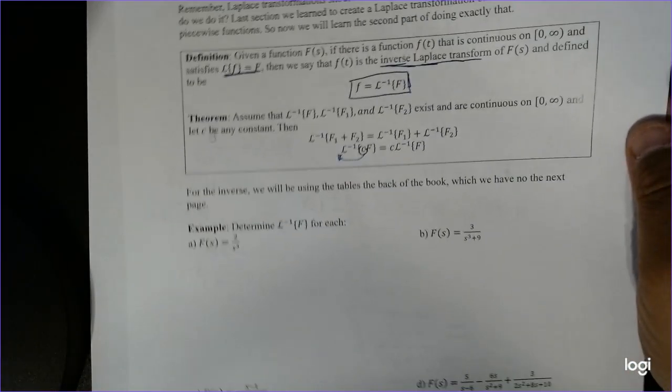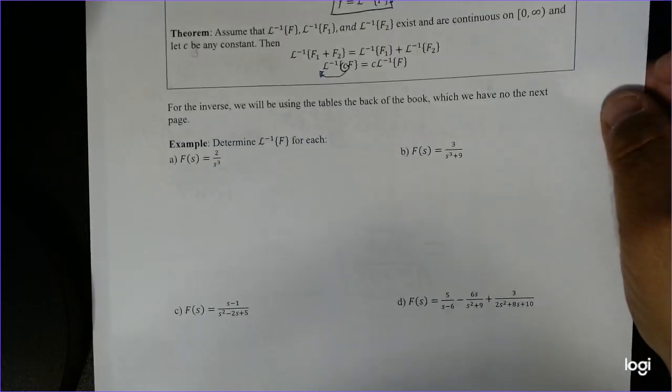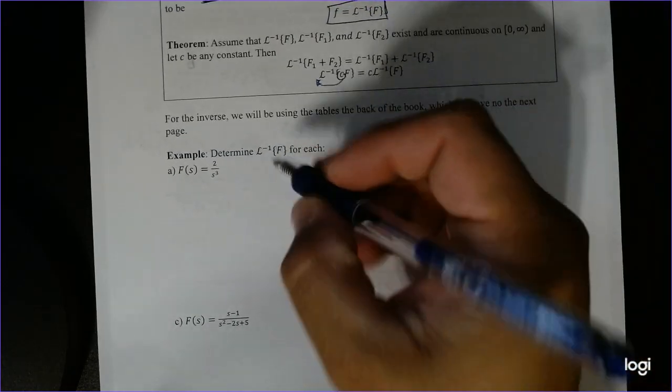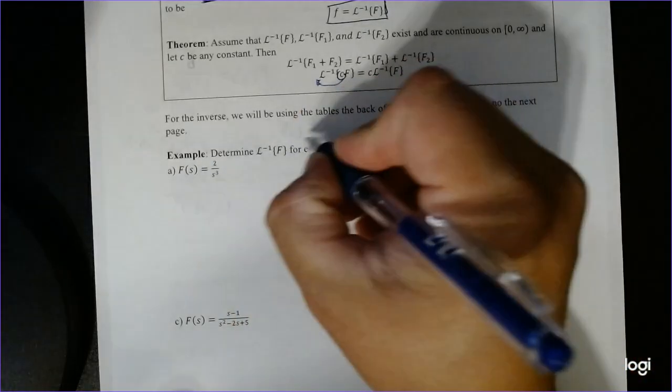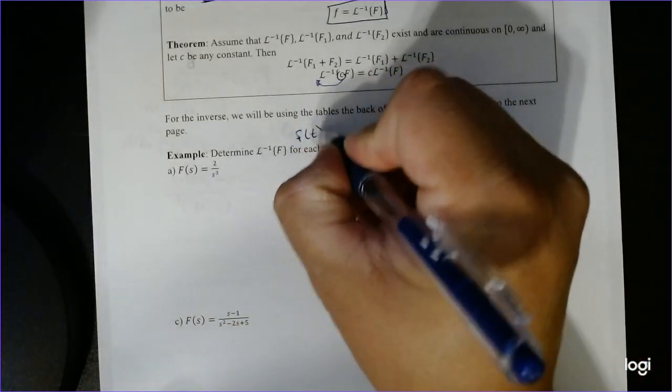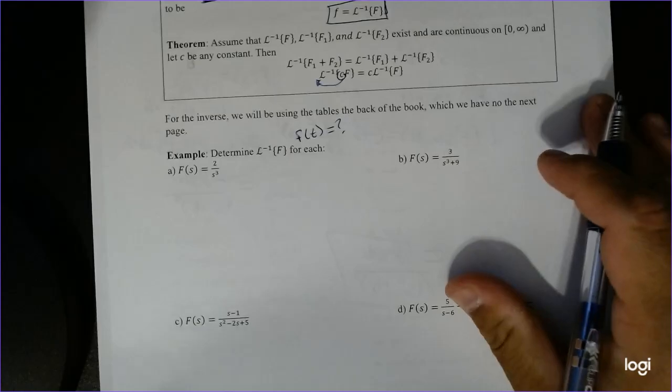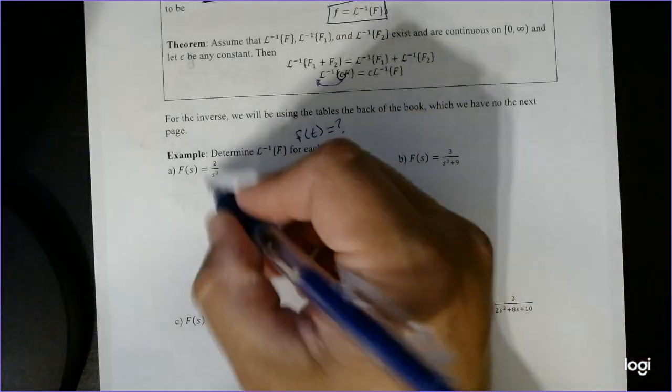So how are we going to do this? Use this table going forward. Here we want to find the inverse Laplace of each individual case, or what was the original f of t function. That's what we're looking for in each case. So let's look at the first one.